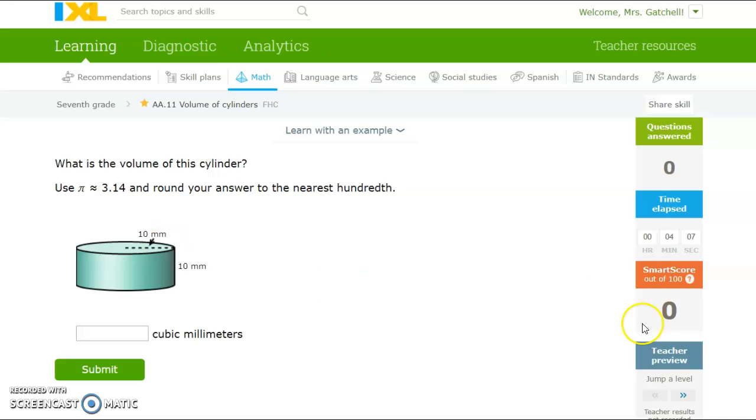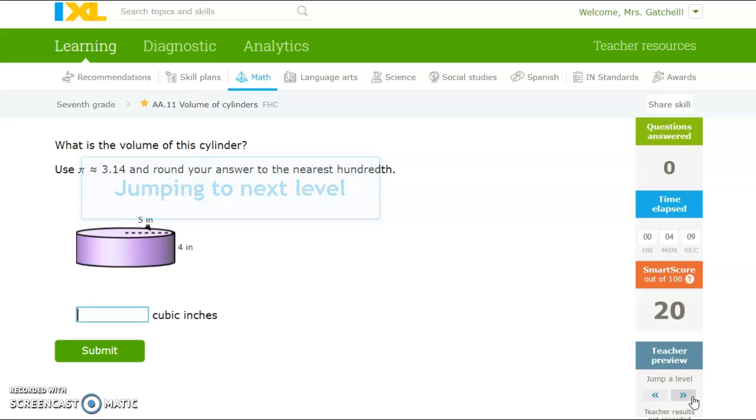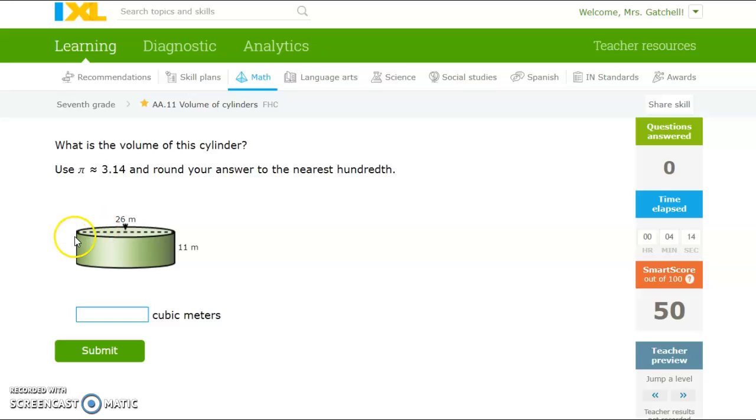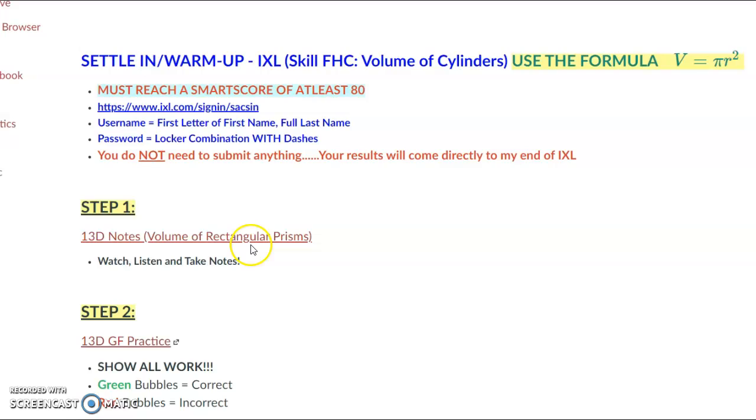Now be careful. Some of these questions, let's see if I can jump to one and find one. I'm trying to find one like this. Some of them will give you the diameter, so all the way across the circle. If you're given the diameter, remember you have to find the radius. So we have to take that diameter and cut it in half. We have to divide it by 2 to find the radius, and then we can use our volume formula of V equals pi times radius squared times height. So you want to reach a SMART score of at least 80 on this skill.